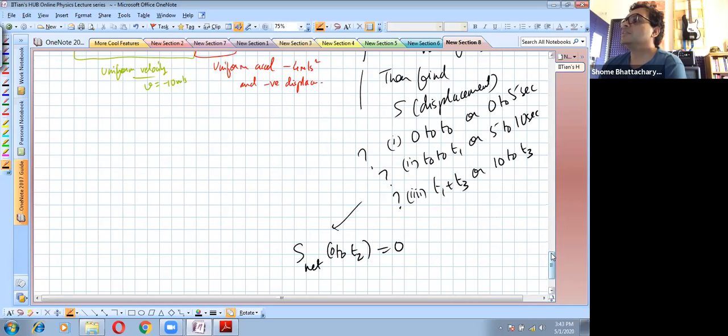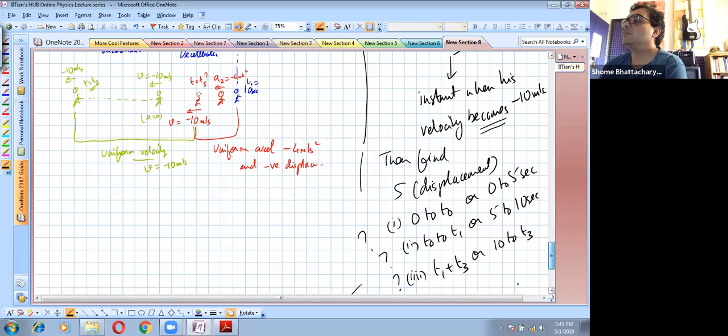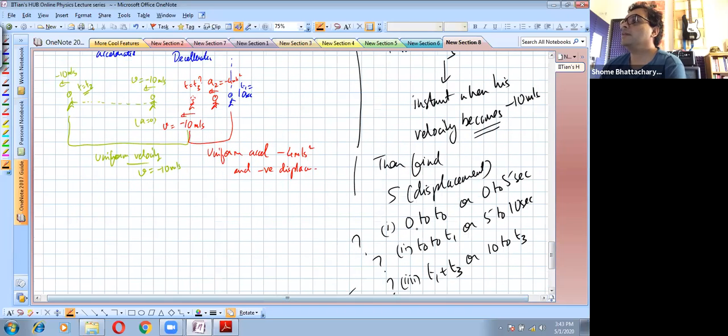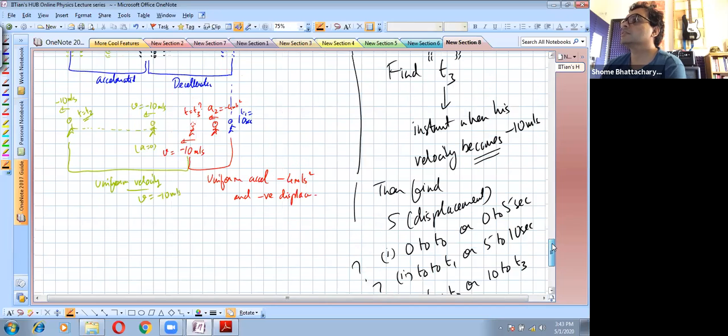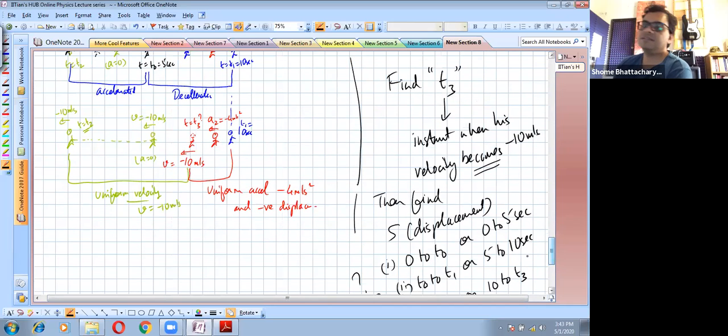So I'm just leaving you with this diagram, and hopefully you already have the graph in the paper also. I just want you to calculate these things. Find out T3 and the displacements from 0 to 5 seconds, 5 to 10 seconds, and then from 10 to whatever that T3 is.